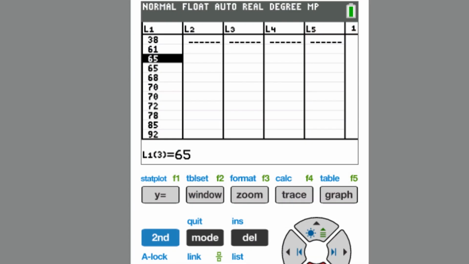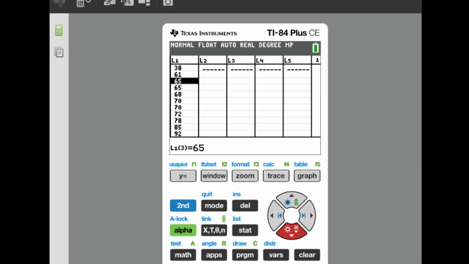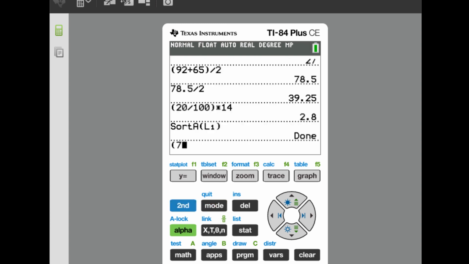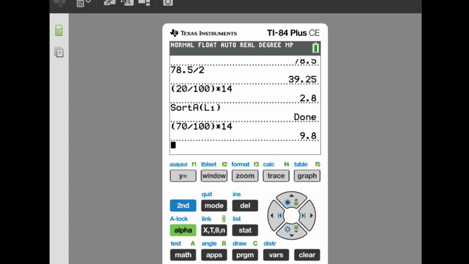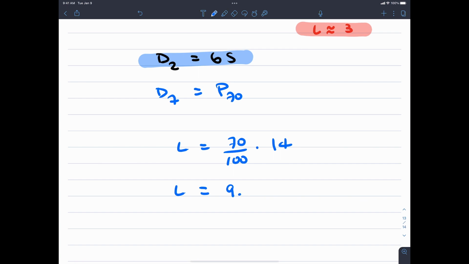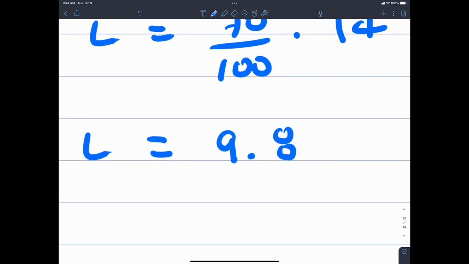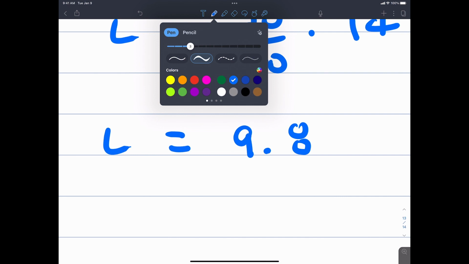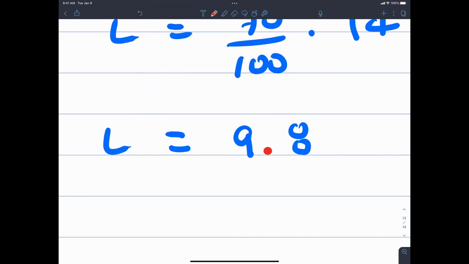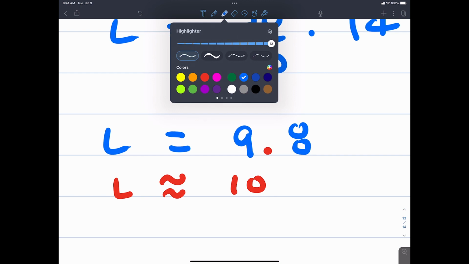Okay. 70 divided by 100 times 14. What do you guys get? This is 9.8. Is that number a decimal? Say yes. What do you do when it's a decimal? Round up to the next whole number. What is that going to be? Is that going to be 10?